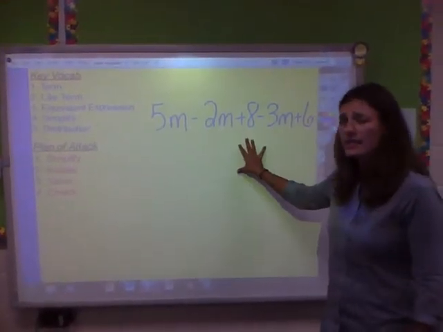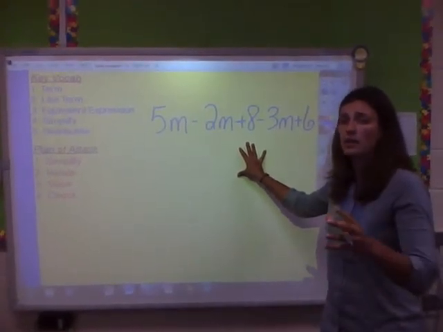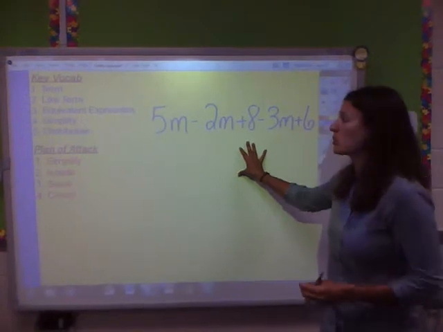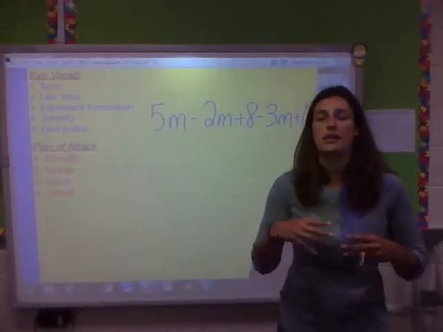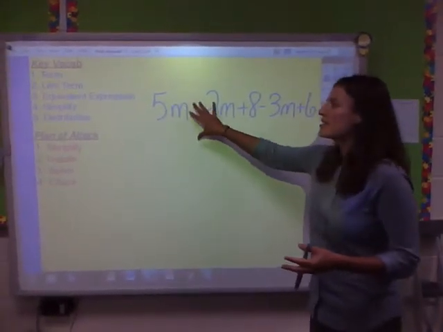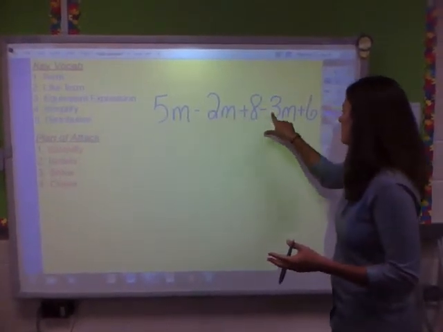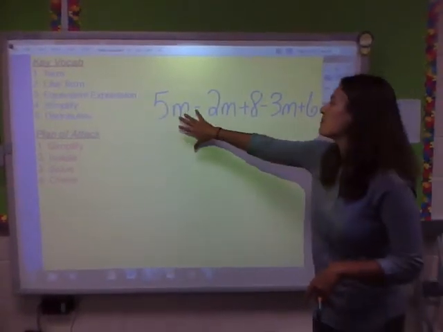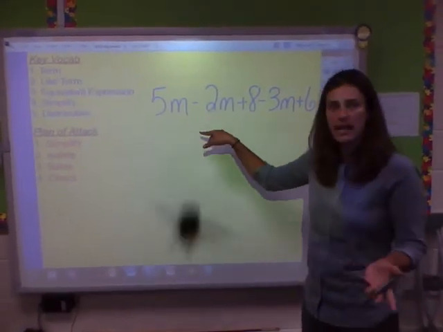There's a lot of things in this lesson that are really going to be a review. There's only a couple new topics that we're going to explore. The first idea in the key vocabulary is the idea of terms, or like terms. Terms are the things in an expression or an equation that are separated by all the math signs. So the m's are a term, the whole numbers are terms. Like terms are the things that are the same.